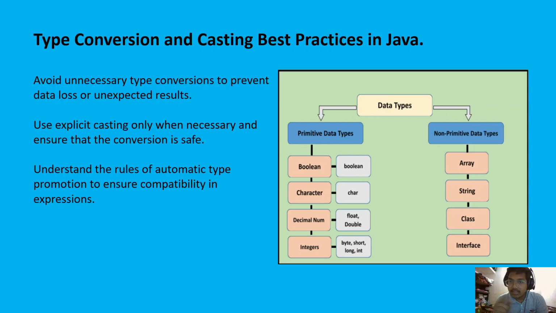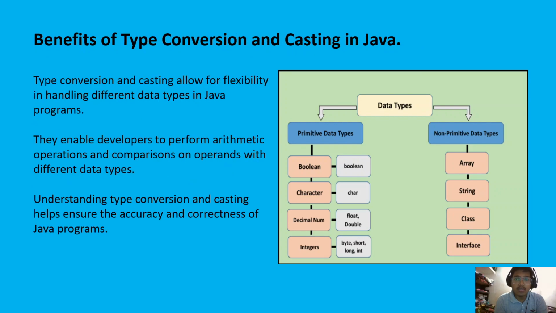Right, these are some of the data types in Java. In primitive we have boolean, character, decimal types float and double, and for integers we have byte, short, long, and int. In non-primitive we have array, string, class, interfaces. We all know how we store them. Array is a collection of indexes and values. String is also the same, but the last character is null. Class also is a collection of multiple methods and objects. Interfaces are similar to that. So yeah, this is what it is.